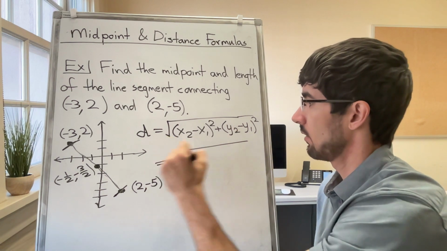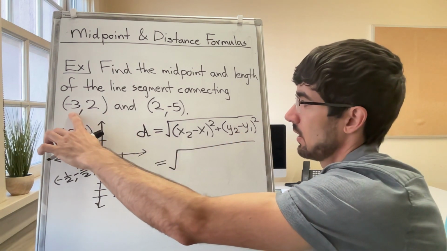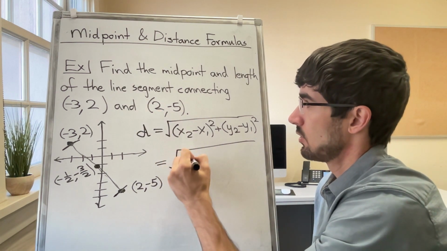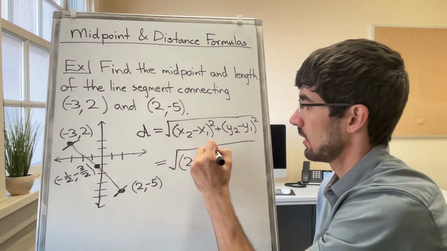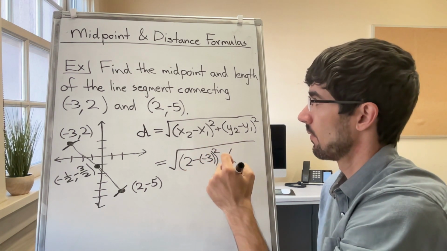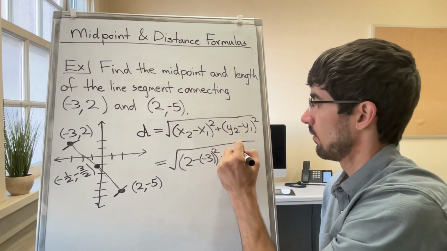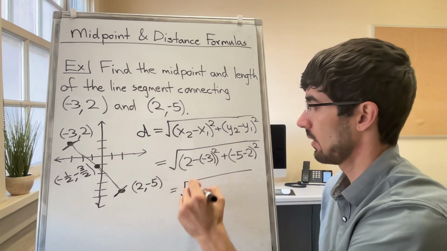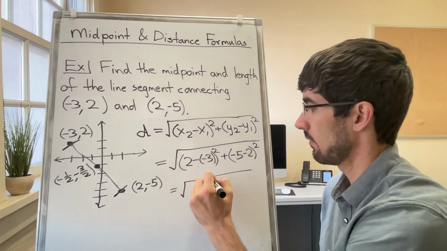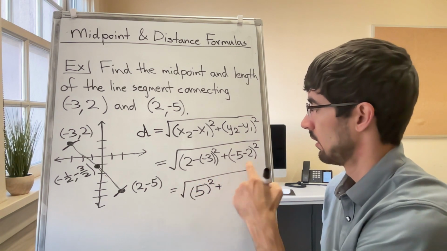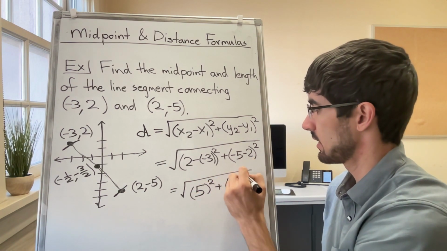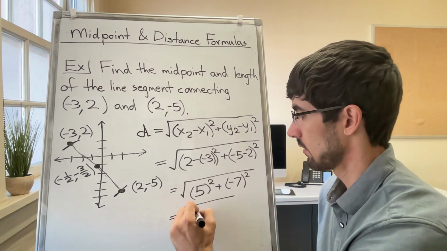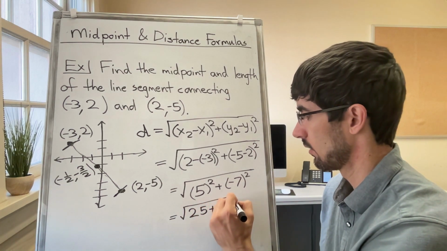I'm going to stay consistent with my first designation that this is (x1, y1), and this is (x2, y2). So we'll say (2 - (-3)) squared plus (-5 - 2) squared. What does that give us? Let's simplify inside the parentheses. 2 minus -3 is 5. So we have 5 squared. -5 minus 2 is -7. -7 squared. That results in the square root of 25 plus 49.